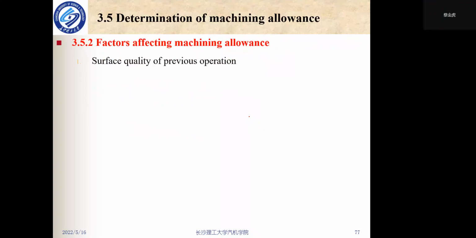And the first one is the surface quality of previous operation. The first factor which affects the machining allowance is the surface quality of previous operation. The surface roughness and the defective layer left on the surface by previous operation have to be removed by the current operation.